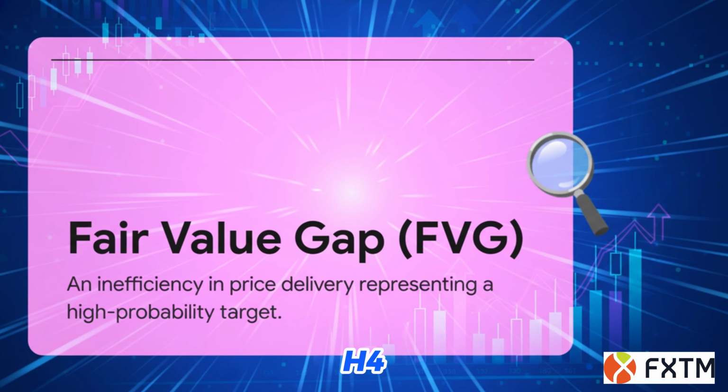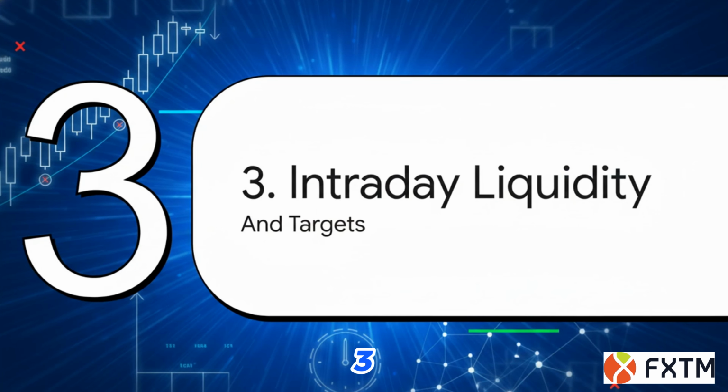Currently, there's a critical H4 bearish FVG resting directly above current price action, sitting between 4888.80 and 4111.90. This open gap is basically a massive magnet for price right now.